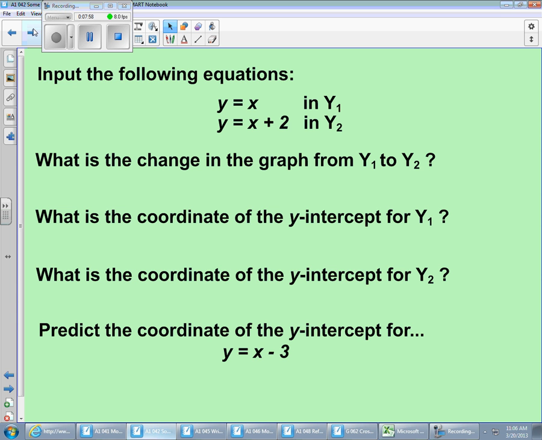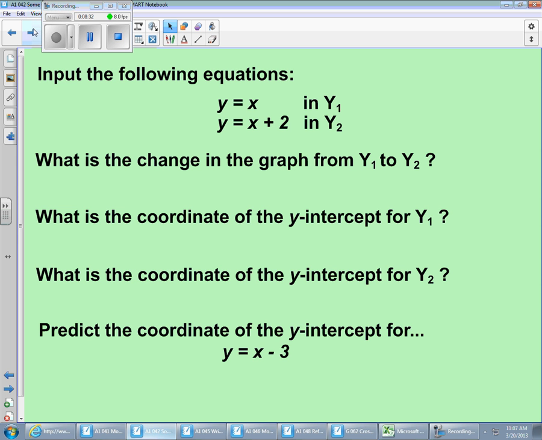Okay, what is the coordinate of the y-intercept for y1? Well, where do we say it crosses? It crosses the origin. What's the coordinate there? 0, 0. Okay, that's easy. What's the coordinate of the y-intercept for y2? Where's this one going to cross at? It's not 2, the coordinate, okay, the full value. 0, comma 2. Okay.